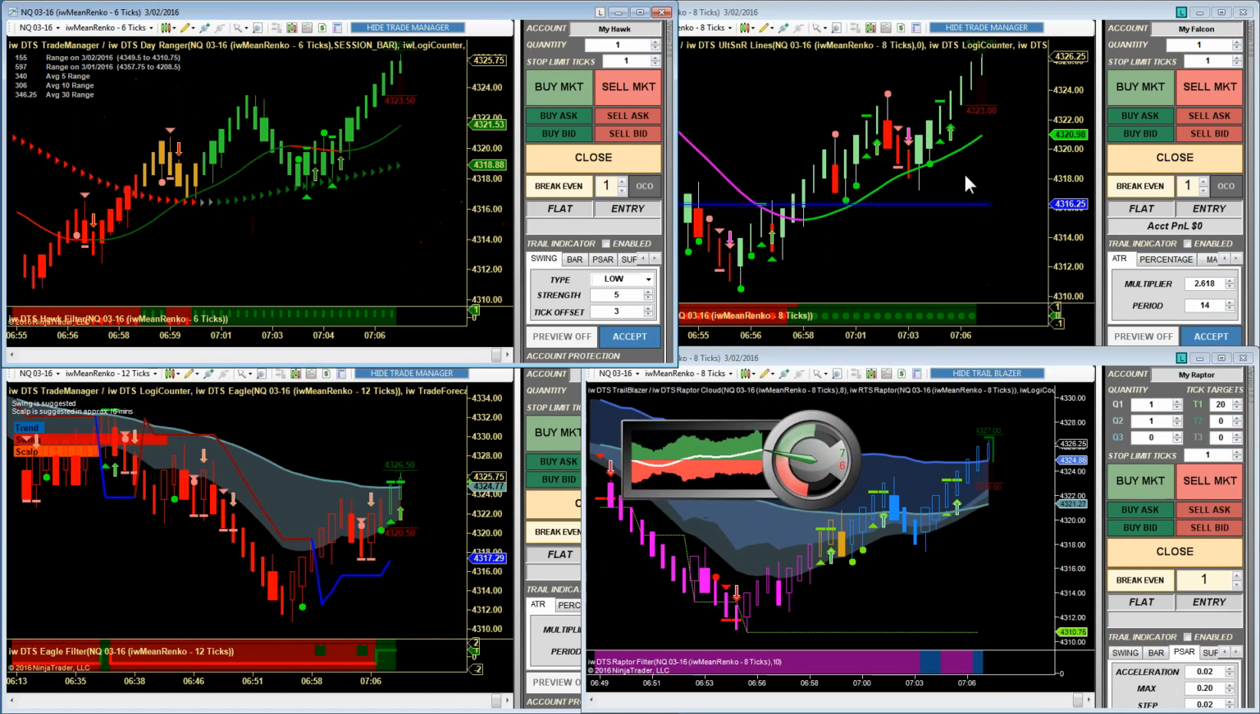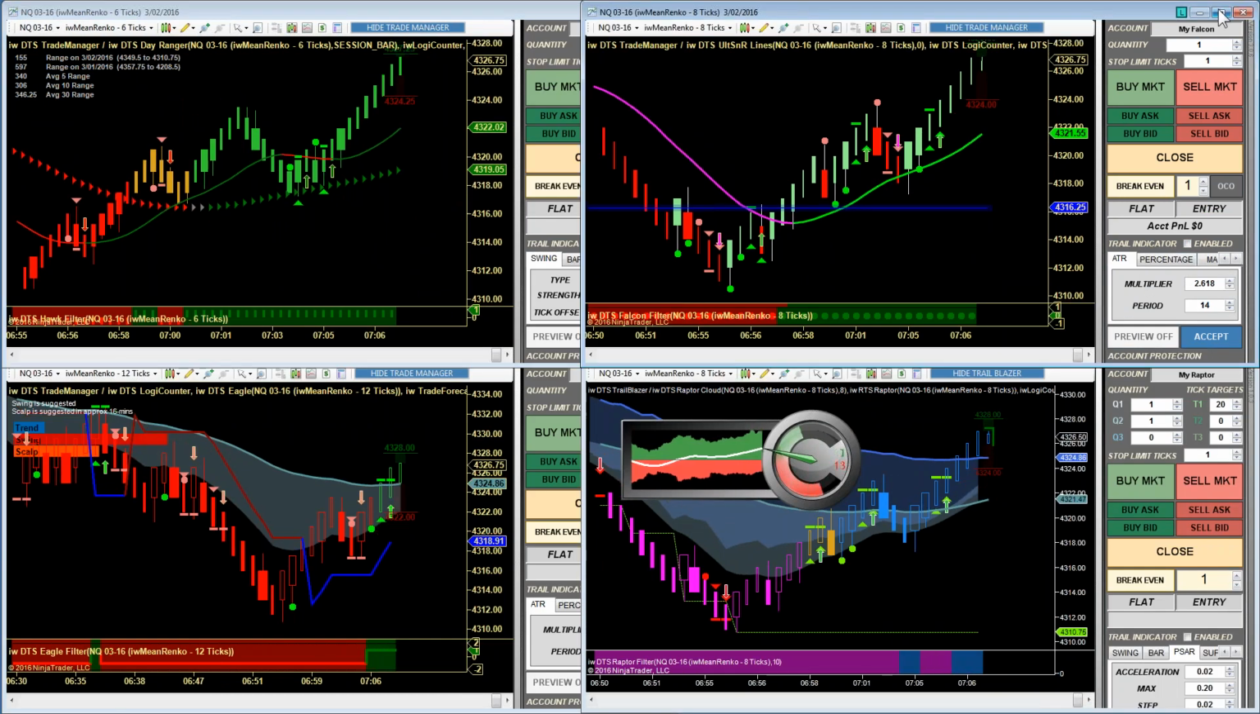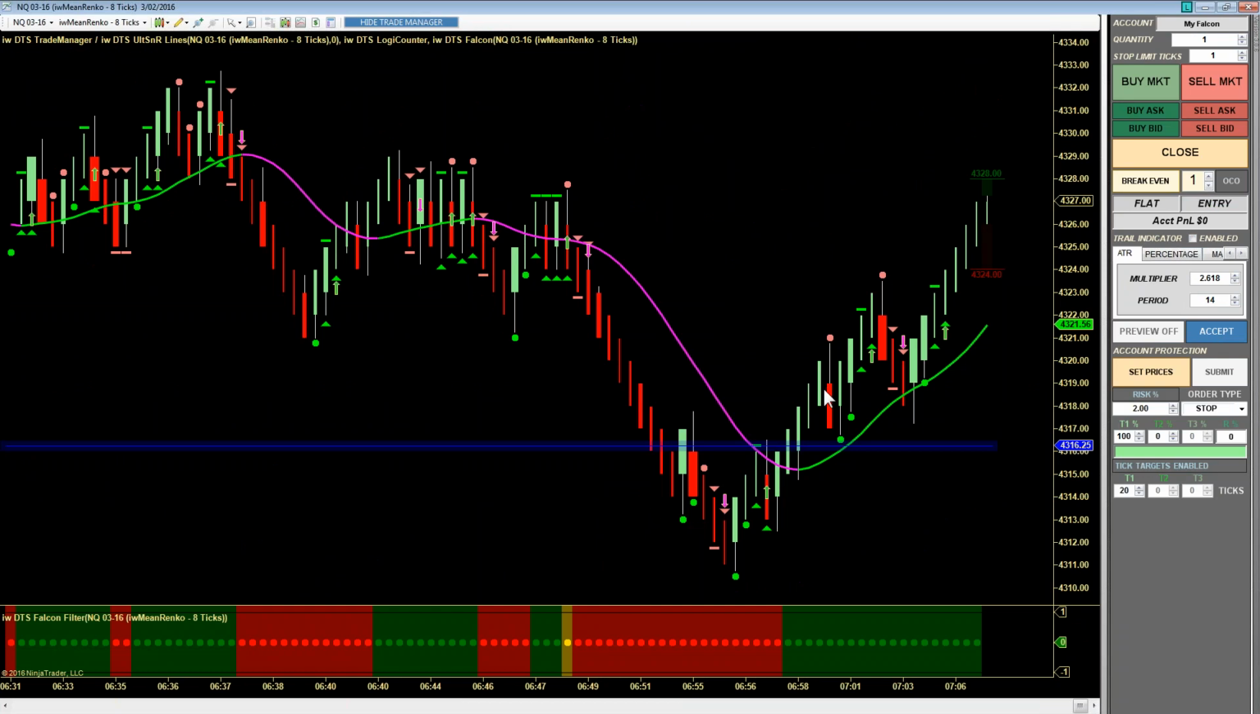And I should have actually put the Falcon trade on as well. So we had our trend change signal here on the Falcon. See the trend line changed color. We get this little traditional up, down, up pattern. There's the signal right there. And it looks like we would have just hit our profit target on that one as well. So hooray for us.